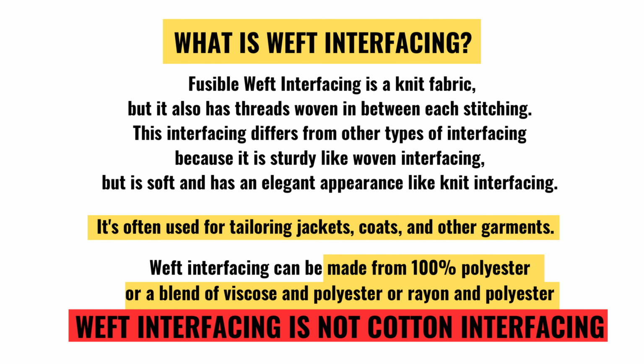Now let's get into the weft interfacing. This is completely different from cotton interfacing. What is weft interfacing? Fusible weft interfacing is a knit fabric, but it also has threads woven in between each stitching. This interfacing differs from other types of interfacing because it is sturdy like woven interfacing, but it's soft and has an elegant appearance like knit interfacing. It's often used for tailoring jackets, coats, and other garments. Weft interfacing can be 100% polyester or a blend of viscose and polyester or rayon and polyester. Weft interfacing is not cotton interfacing, guys.